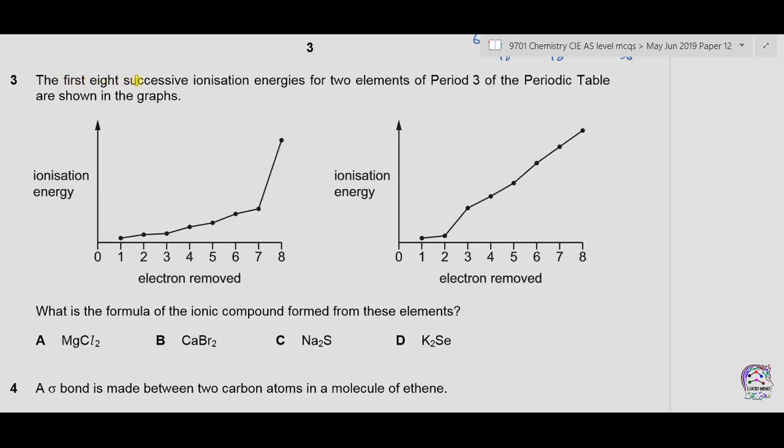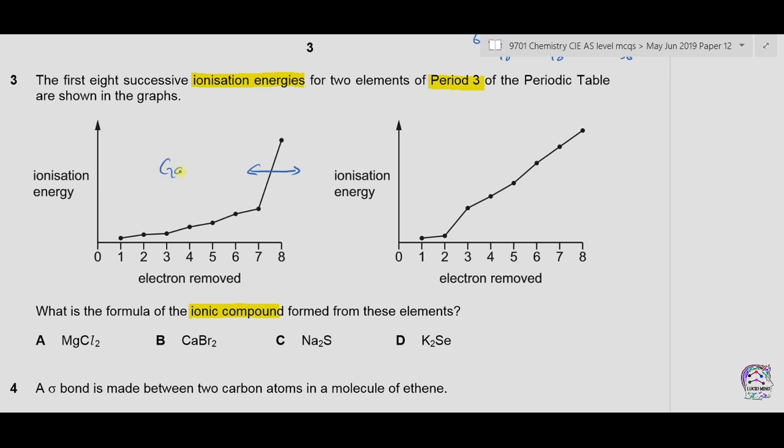Question 3. The first 8 successive ionization energies for 2 elements of period 3 of the periodic table are shown in the graphs. This is the first graph, this is the second graph. What is the formula of the ionic compound formed from these elements? In this graph we can see that there are successive ionization energy. This is the first one, second one, third one, fourth, fifth, sixth, seventh, and you can see there is a larger gap between 7th and 8th ionization energy.